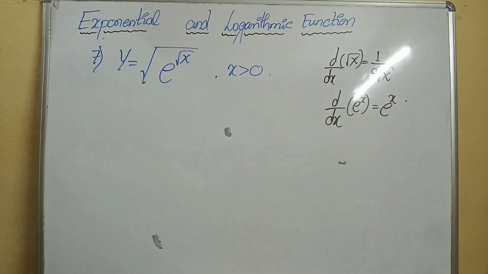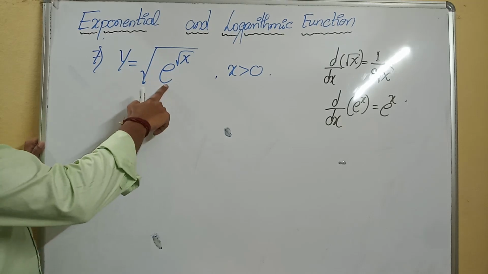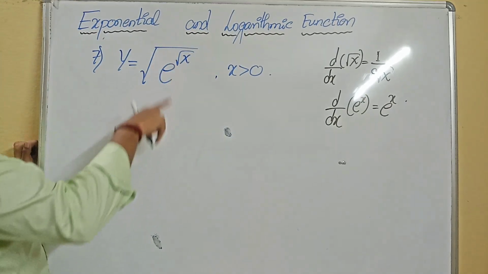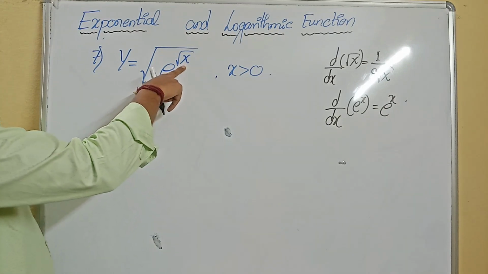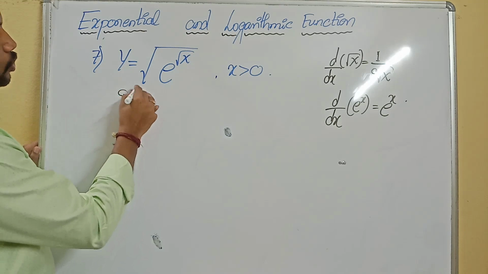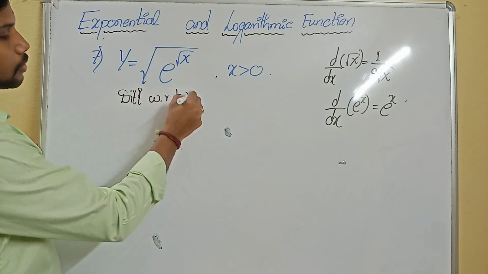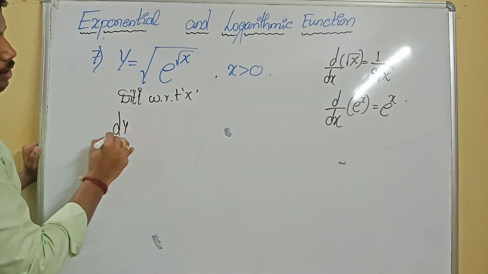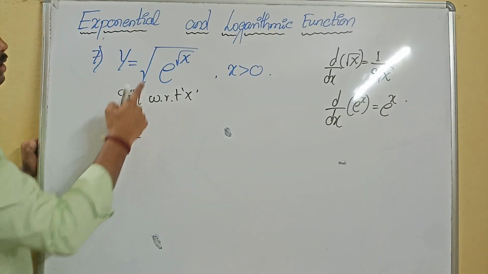Next one is y is equal to square root of e to the power root x. First, the root is the main function. After that, e to the power x is the next function. Root x is one more function. How do I need to differentiate? Whatever formulas are required for this one, I wrote here. Okay. What is dy by dx? What is the root x derivative?